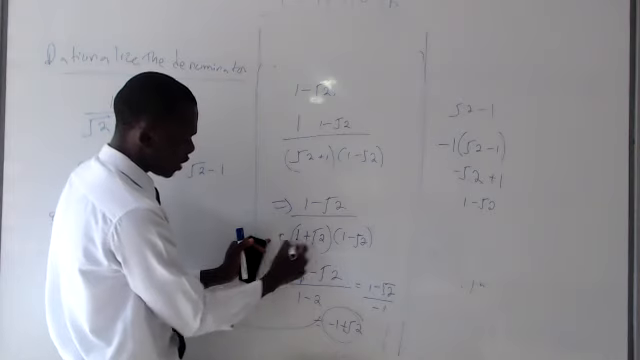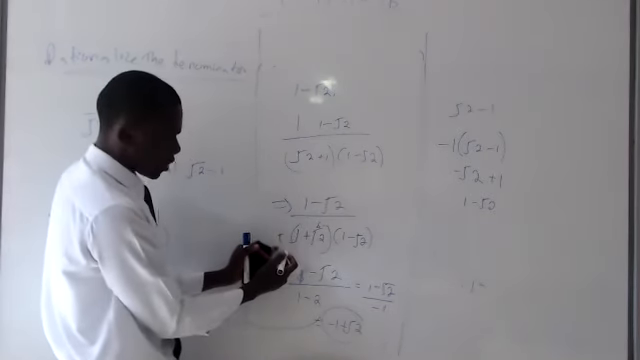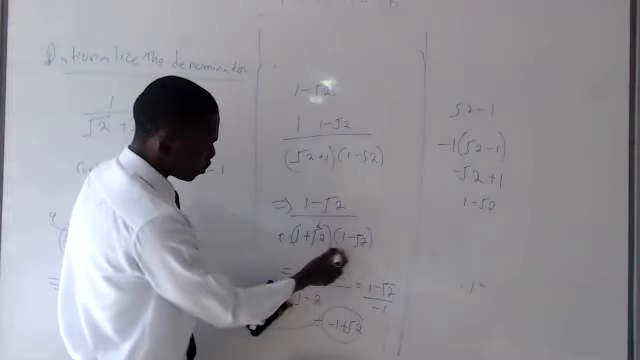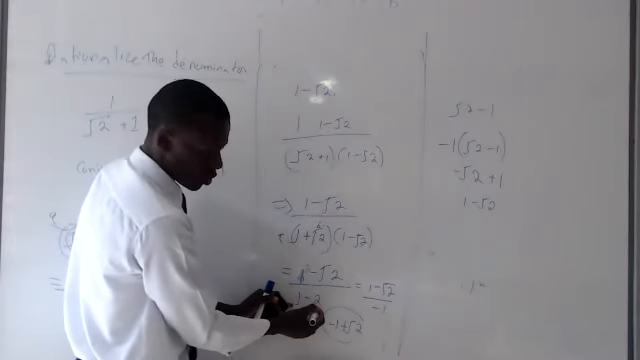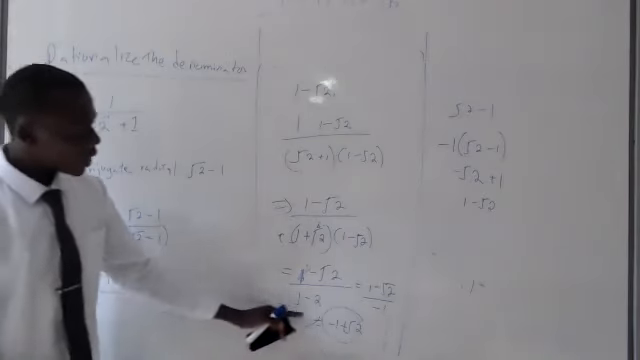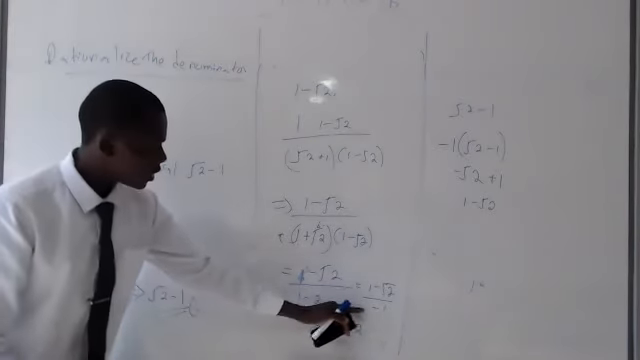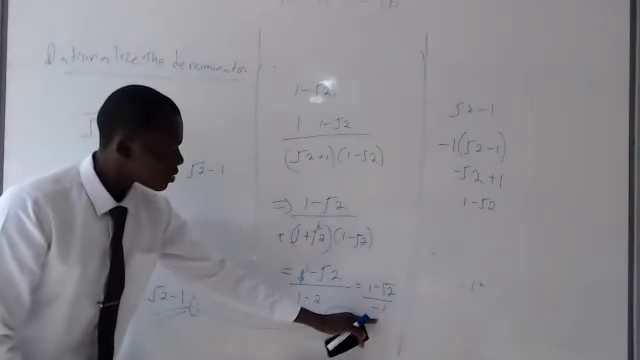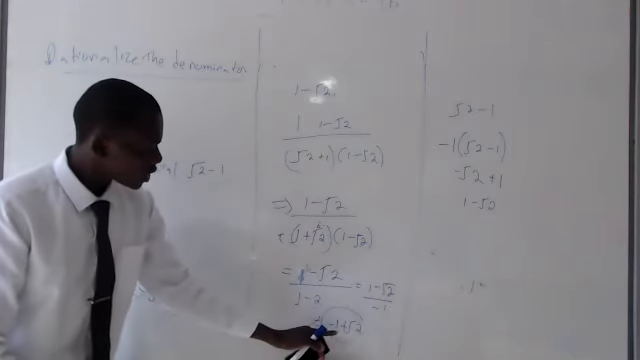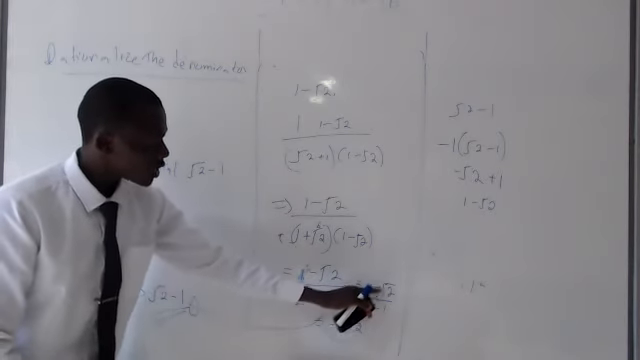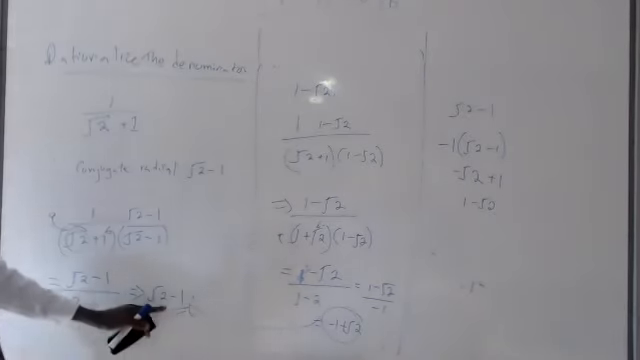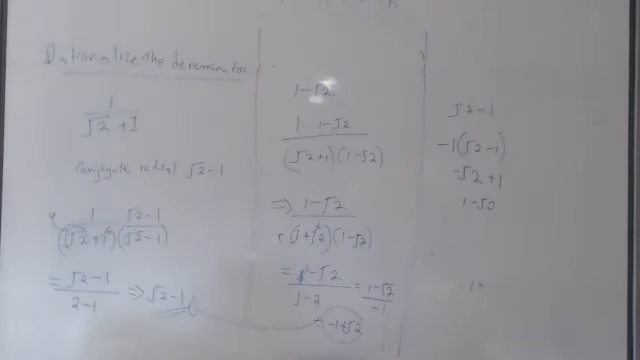I take A to be 1, take B to be root 2, and then I will have A squared, so 1 squared is 1, root 2 squared is 2. So I have 1 minus root 2 divided by 1 minus 2. 1 minus 2 is -1. So 1 minus root 2 divided by -1. I divide each term by -1. 1 divided by -1 is -1. Negative root 2 divided by -1 is positive root 2. So I'm getting the same answer.